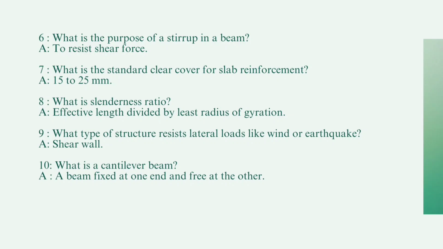Question number 8. What is slenderness ratio? Effective length divided by least radius of gyration is known as slenderness ratio. The next is, what type of structure resists lateral loads like wind or earthquake load? That is shear wall. The next question is, what is a cantilever beam? Answer is a beam fixed at one end and free at another end.